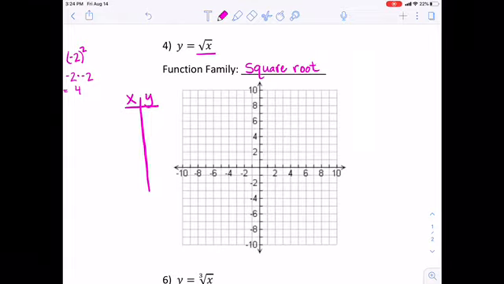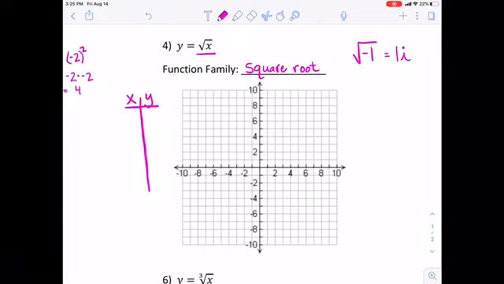I could put on the square root of -1, but as you may recall from last year, if we try to find the square root of a negative number, that actually gives us an imaginary answer. The square root of -1 is actually equal to 1i. Now there's not a way to graph imaginary numbers here on our graph, so I'm not going to put negatives on my table because I don't want to deal with those imaginary numbers.